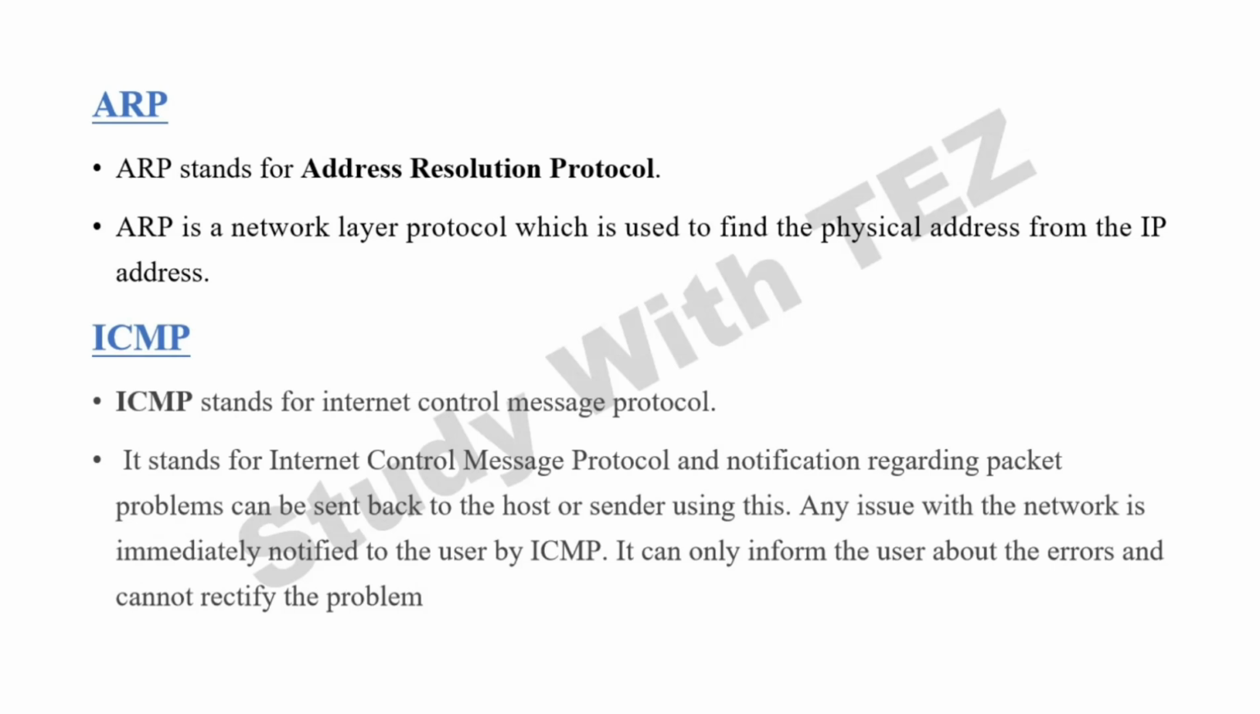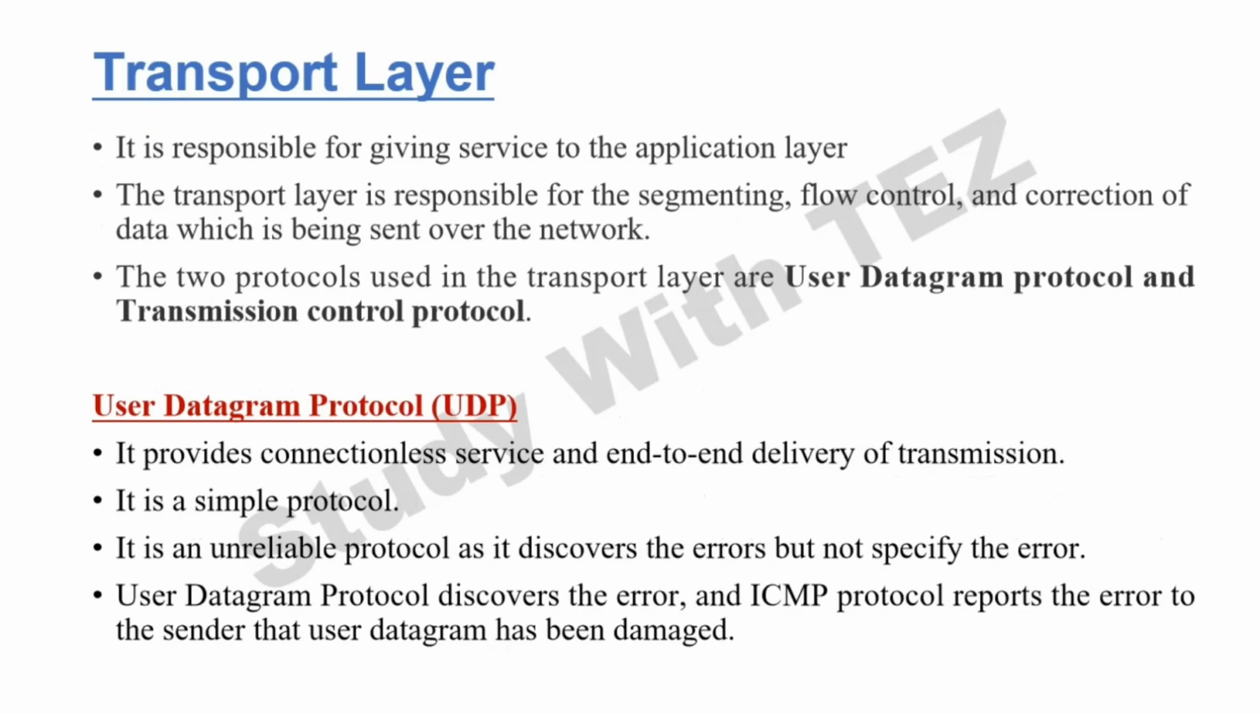And the functionality of ICMP, that is Internet Control Message Protocol, is to notify regarding packet problems, which can be sent back to the host or the sender. That is, it tells the sender or the user that there was an error or a problem and the packets were not delivered. Once any such issue is found in the network, it is immediately notified to the user by ICMP. It can only inform the user about the errors, but it cannot rectify those errors. So this is the main functionality of ICMP.